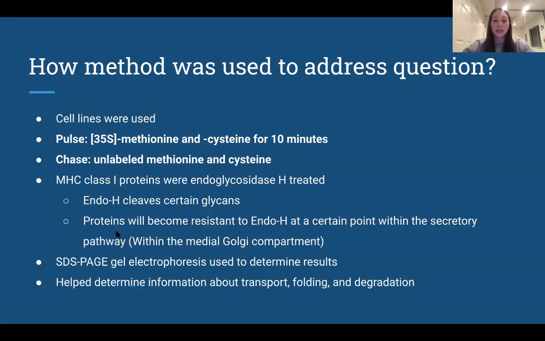Besides this, folding and degradation will also affect the bands in the pulse chase. The pulse chase assay in this experiment helped determine the rate at which transport was occurring when folding is happening and where degradation is happening for MHC class 1 proteins. We're able to see where the labeled versus unlabeled molecules are and how they are behaving throughout this process.